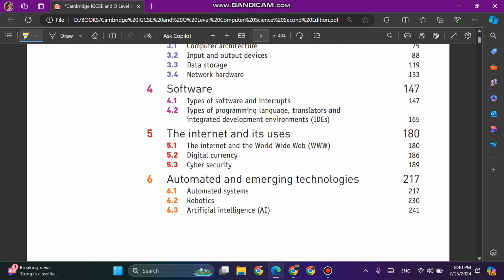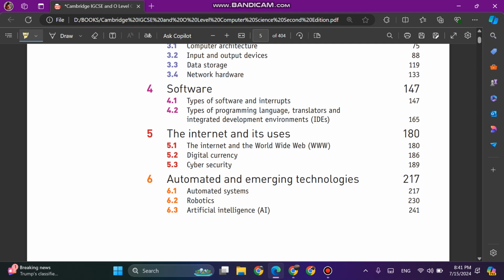Chapter number 6 is also a part of P1, and in this chapter you will learn about emerging technologies, as we are on the edge of AI and robotics. You will learn about the drawbacks and advantages, or disadvantages, of robotics, automated systems, and AI. That was about P1. In the next video, we will talk about the content of P2.